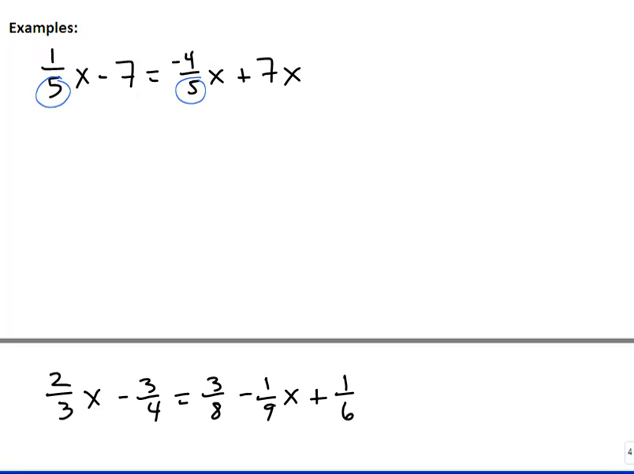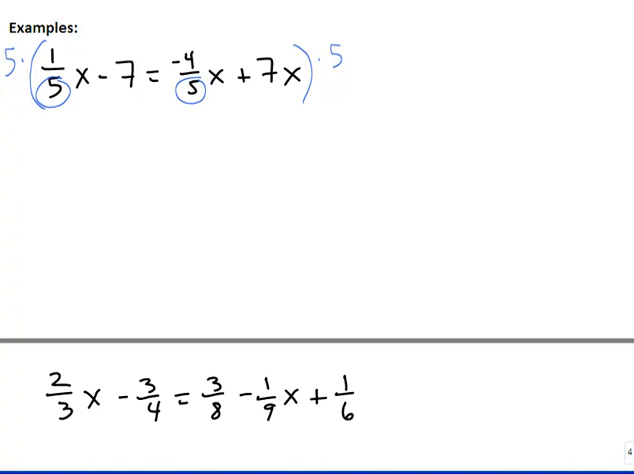We want to use our least common denominator, which in this example has to be 5, since that's the only denominator we have. And what we're going to do is multiply the entire equation by 5 on the left side and by 5 on the right side. You must do it to both sides of the equation, otherwise the equation won't be balanced and you'll get a different solution than what you should be getting.